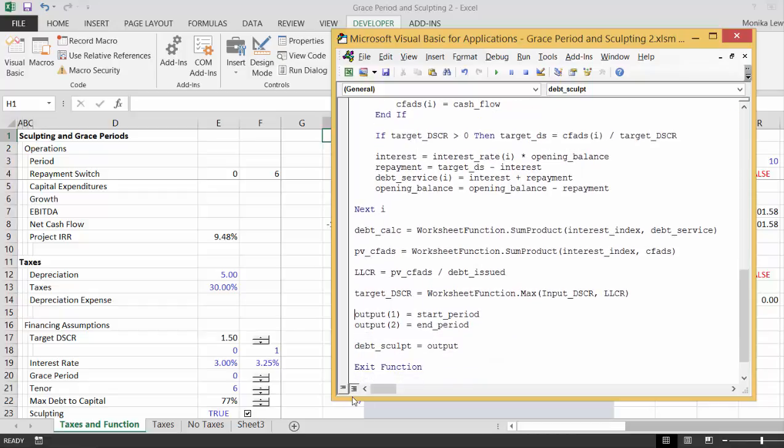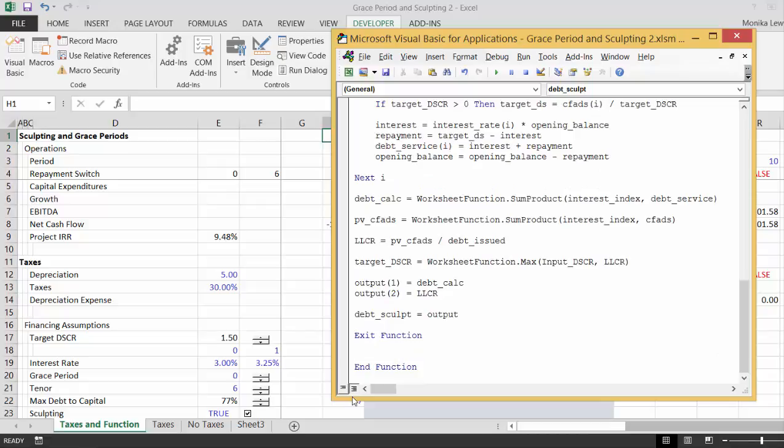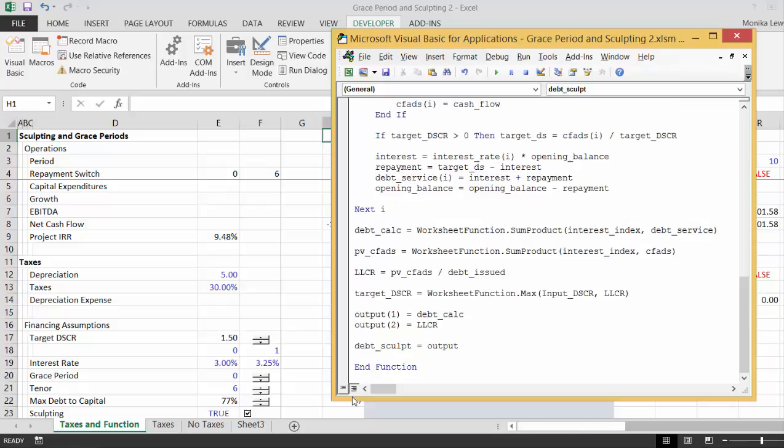Okay, so the 2 outputs we want this time are, let's first put the debt calculation, and the second one we'll put the LLCR calculation. So those were the 2 that were giving us the problem, and now we just put debt sculpt as the output again, and then we don't have to put exit function anymore. And let's see if this worked.